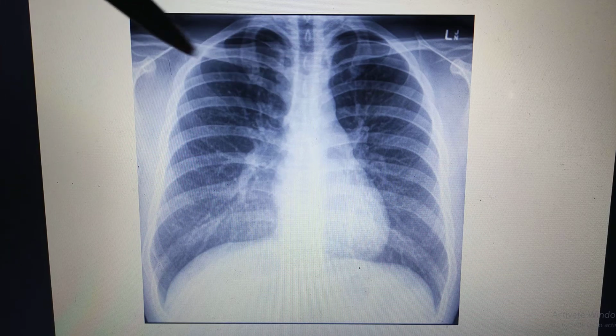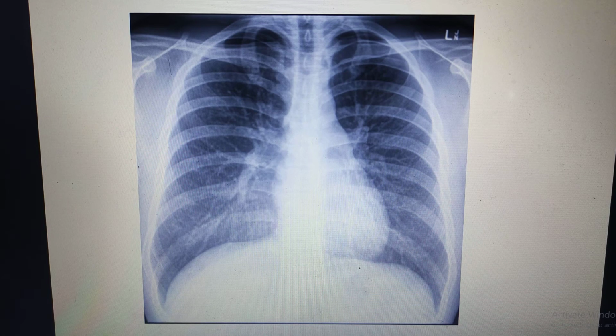You will be able to see actually 4 spinous process. If you're able to see more than that, this means it has been overexposed. That means more amount of X-ray has been given. If you are seeing less amount of spinous process, this means it is underexposed. So you have to make sure that the exposure is adequate.